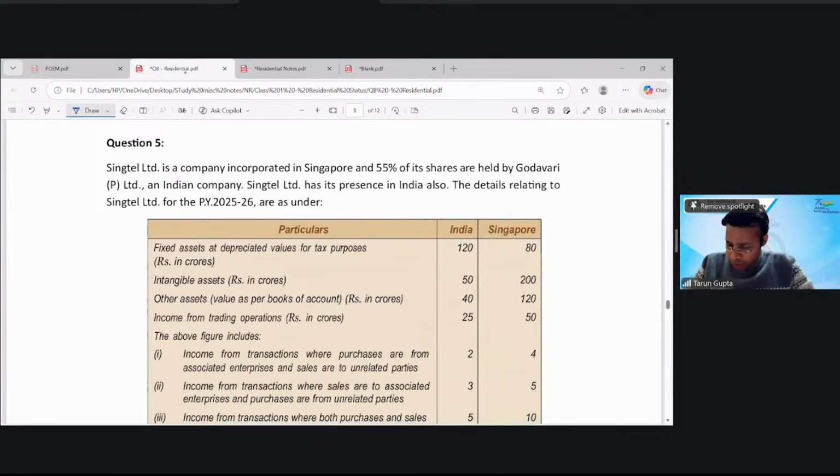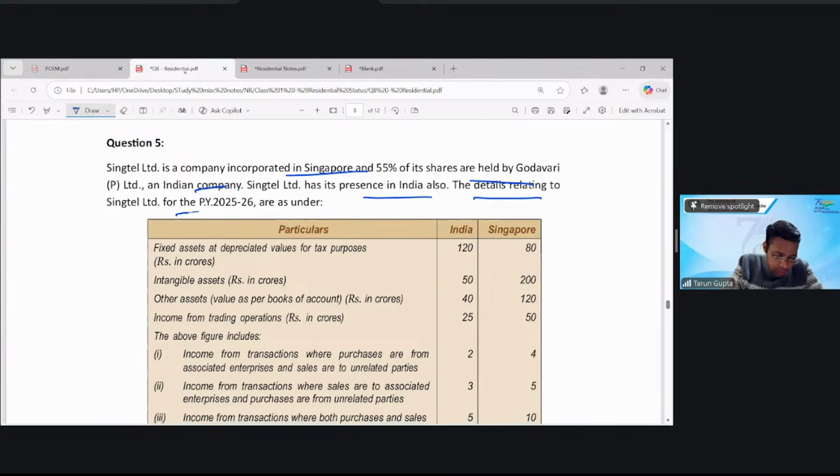Singtel Limited. Next question. We are doing this so that you get a flavor of what type of questions are there in your module or in your exams. In exam, similar type of question can most likely be asked. Singtel Limited is a company incorporated in Singapore. So it's a foreign company, not an Indian company. 55% of its shares are held by Godavari Private Limited, an Indian company. Not relevant. Even if it had been 100%, not relevant. Singtel Limited has its presence in India also. Okay, it has some office in India, not relevant.